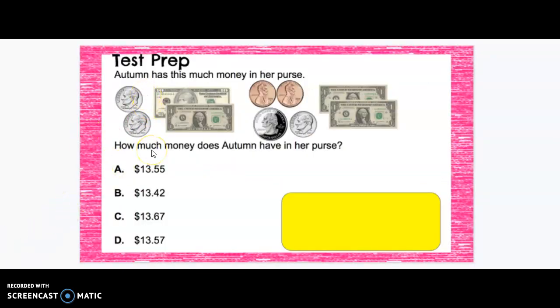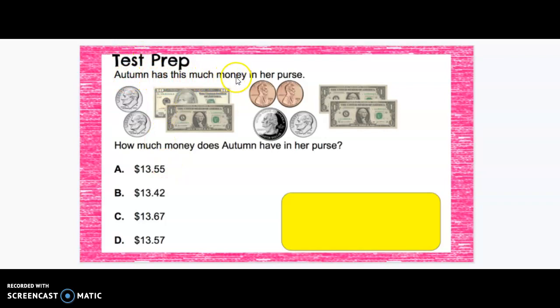This is a test prep question. Both of these problem solving and test prep questions are questions that you might see on a test. You might see them like on a little quiz that I give you. These are questions how they could pop up on a STAR test. So we need to pay really close attention to these, okay?